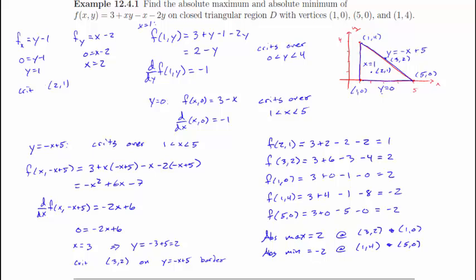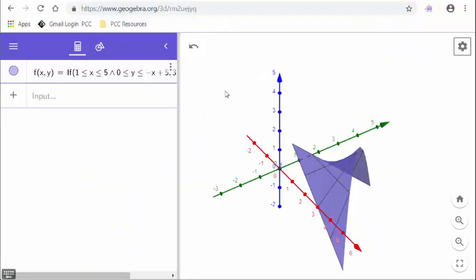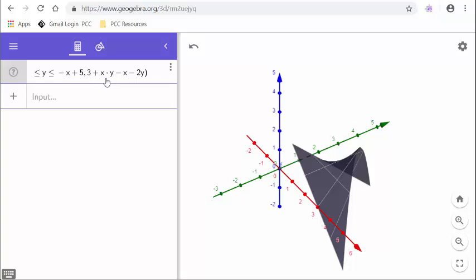So I don't have a link for it. I'm actually going to just create this graph real quick right now so we can take a look at what's going on. So here we go. I went ahead and plugged in the function, and I gave it some restrictions here if you want to take a look at how I'm setting this up.